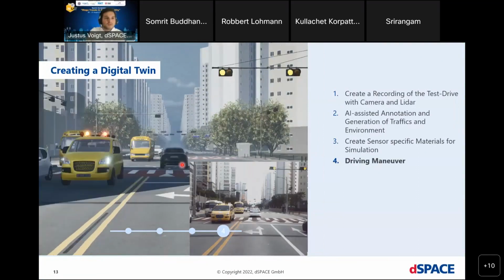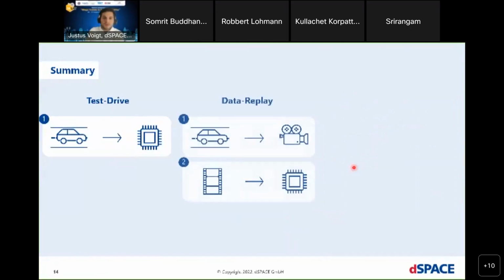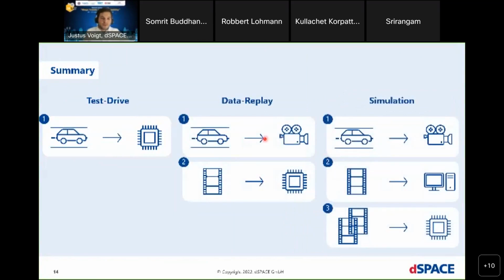So let me summarize. As we saw, there are 3 different ways to test your hardware and software for autonomous vehicles. The first one was a real test drive. After building up the test car, we simply drive on the road and check if the system works correctly. The next one was data replay. You can go out on a real test drive, but you record the sensor data on a data storage. Then the recorded data can be replayed and injected into your target hardware and software. The last presented solution was simulation with a digital twin.